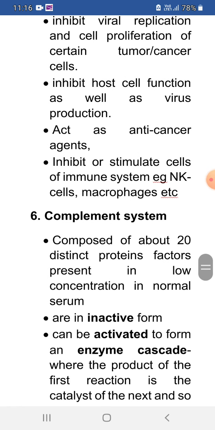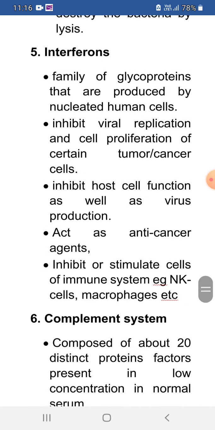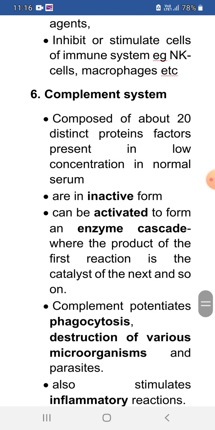So then we go to complement proteins. I've talked about complement proteins, but these are a group of proteins in the body. They are around 20. They are inactive in the body, but infection activates them. So once they are activated, they form what we call a chain reaction known as enzyme cascade, where the product of one stage forms an enzyme for the second stage.